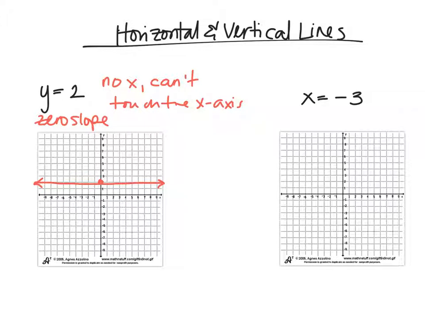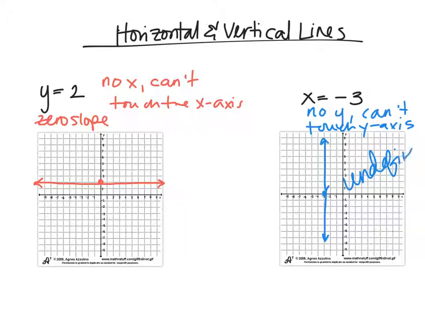So y equals lines are going to give me horizontal lines with 0 slope. All right, my x equals lines, if I use that same mentality, my x equals line has no y in the equation, so that means it can't touch the y-axis. So then I need to hit the x-axis at -3, that's right here, and it can't touch the y-axis at all, which means this line is going to end up running straight up and down, or completely vertical. And that's going to be an example of that undefined slope. All right, so make sure you have in your notes also how to graph these horizontal and vertical lines.